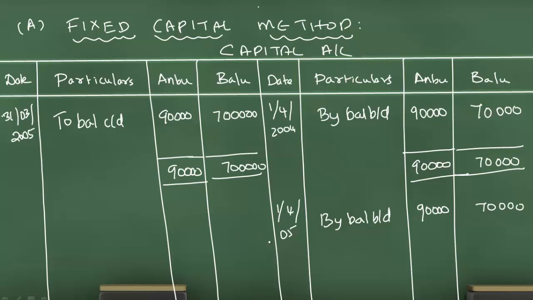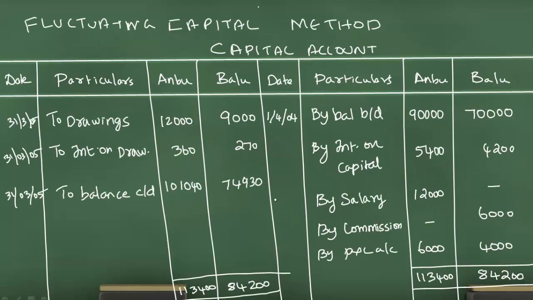So what will happen with the current account? Look at the fluctuating capital method. Only this is the capital portion and all other items are adjustments, right? All other items are adjustments. So all these adjustments will find a place in the current account. So we'll take all the adjustments except this capital to the current account.